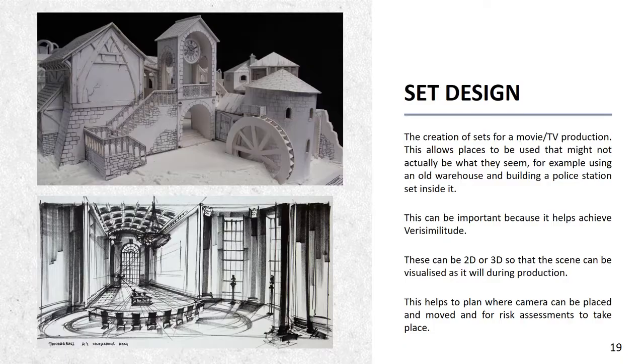Set design can be really important because it helps to achieve verisimilitude. It helps to make things more believable. If your sets look realistic, then the film will be more believable. It also allows you to think about how you can actually make things a bit more viable. Such as in class, we watched a clip from Terminator where a car smashes through the front of a police station. Now, you're not going to be able to hire an actual police station and drive a car through the front of it. So that scene was made using an old warehouse, and they basically built a police station set inside the warehouse.